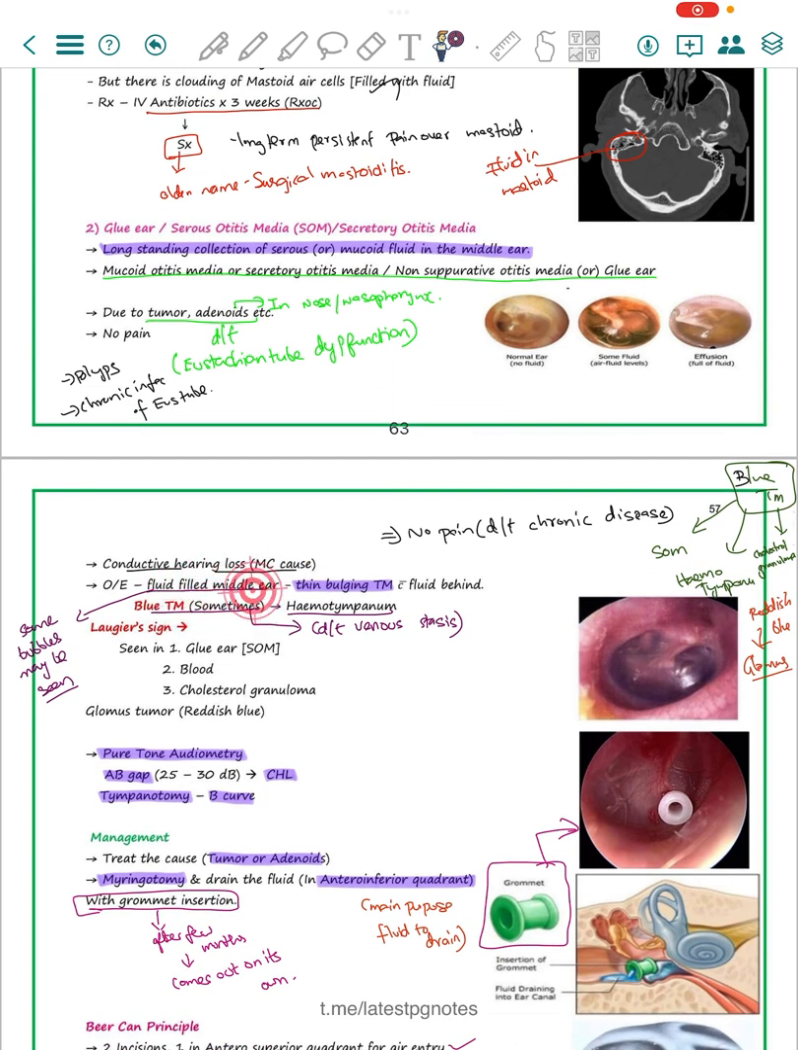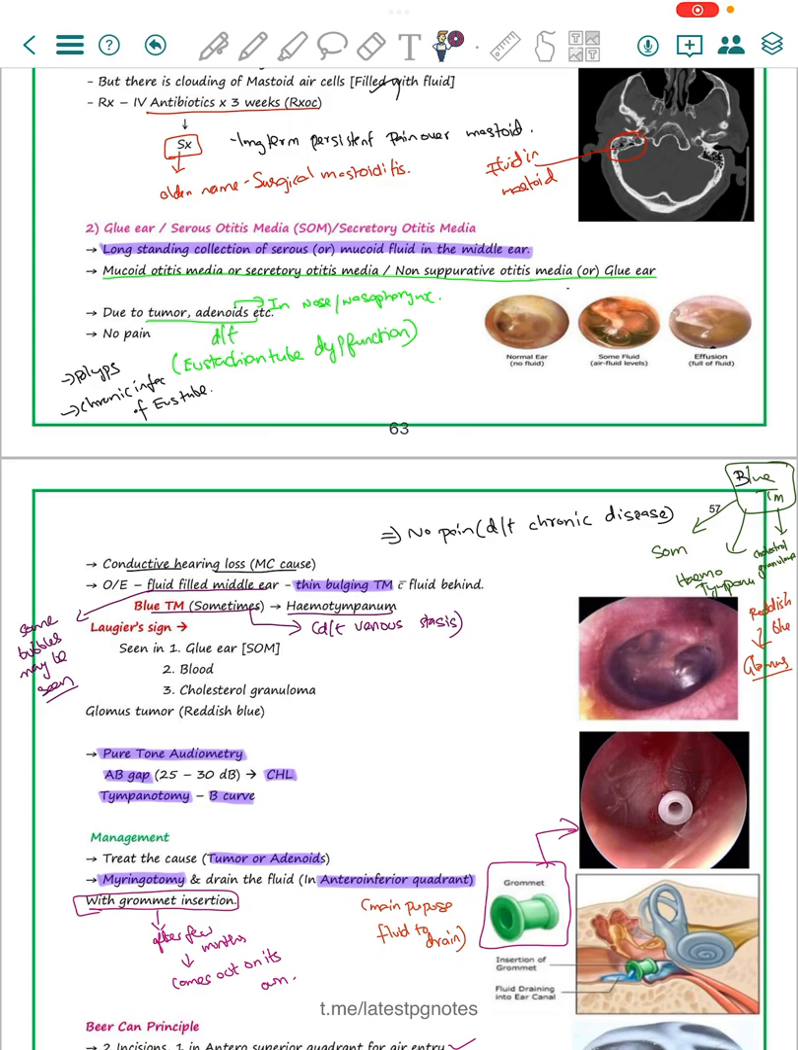There will be fluid in the middle ear. It causes bulging of the tympanic membrane with fluid behind. The fluid will most commonly be venous blood, so it is present as a bluish color. This bluish tympanic membrane, okay guys, is known as the Lafayette sign. I don't know the pronunciation. It's known as the Lafayette sign, I think.